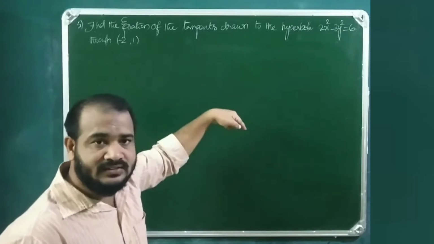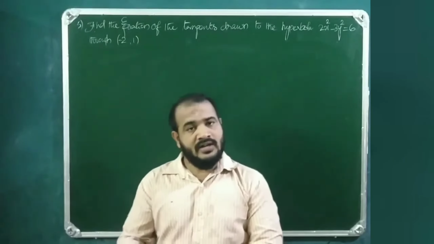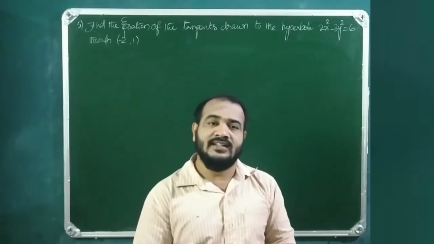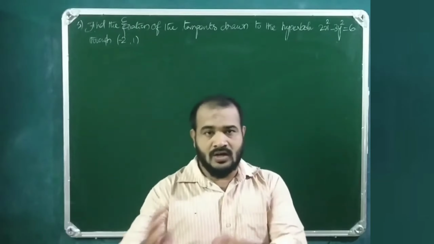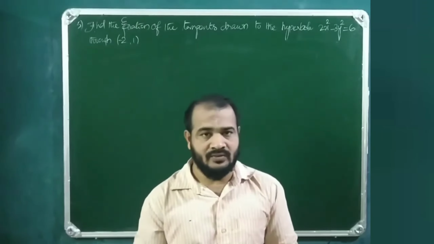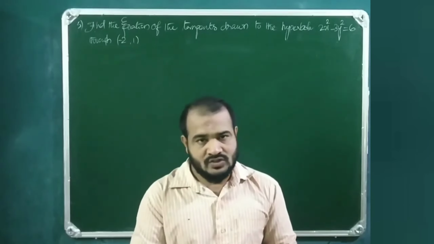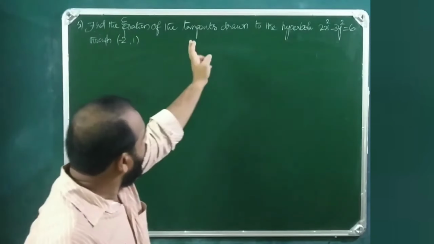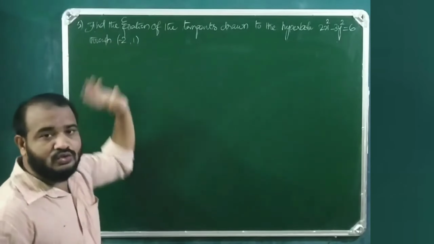Had it been the case, then we would have taken S1 equals 0, the equation of the tangent at P(x1, y1) to the curve. The curve may be a circle, ellipse, hyperbola, parabola, whatever it is. So S equals 0 gives S1 equals 0. Here we need the equation of the tangents drawn through (-2, 1).